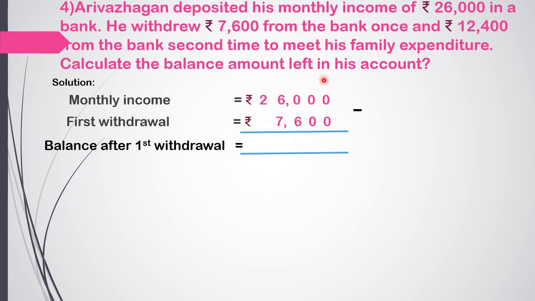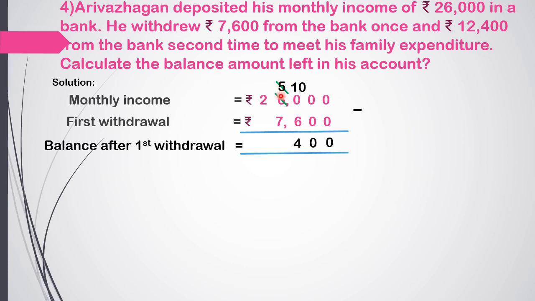Subtraction. So 0 minus 0 is 0. Then 0 minus 0 is 0. Then 0 minus 6. Can we subtract 0 minus 6? No. So we have to borrow from the previous number. What is the previous number here? 6. So 6 changes into 5, and here 0 changes into 10. So 10 minus 6. What is 10 minus 6? You can use your fingers or you can do it in your mind itself. So 10 minus 6 is equal to 4.